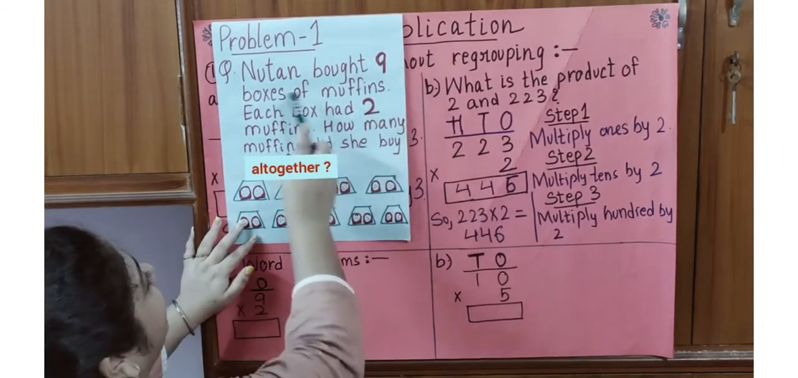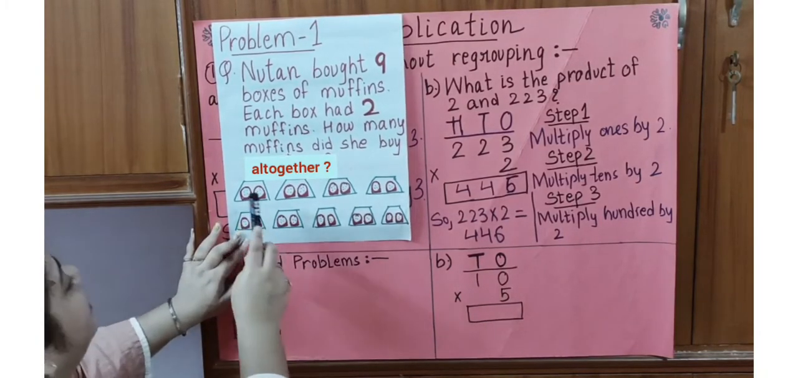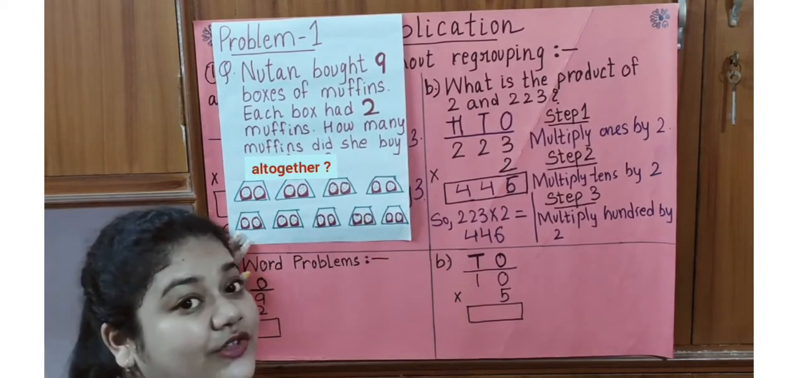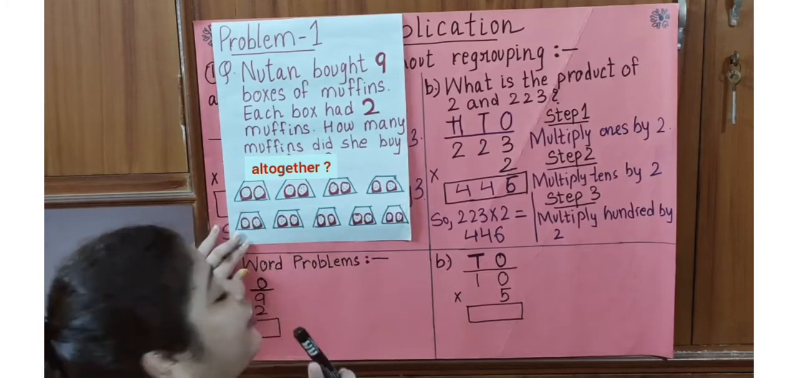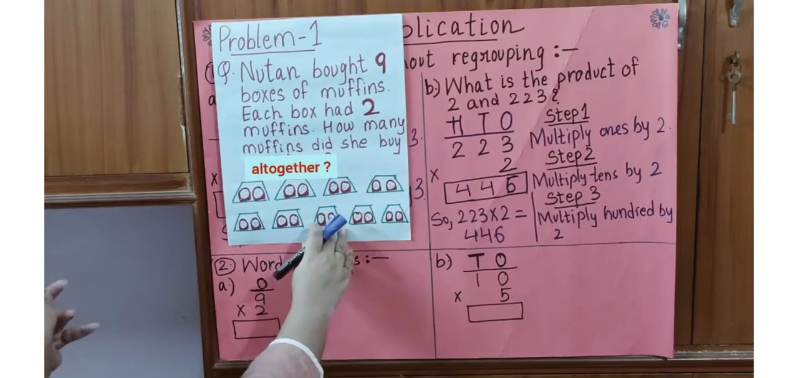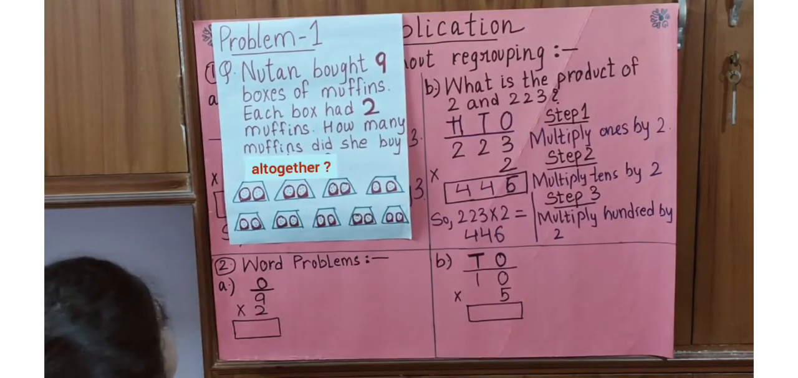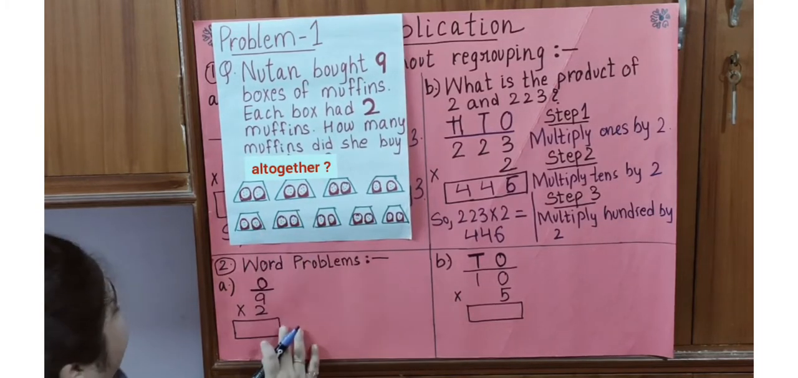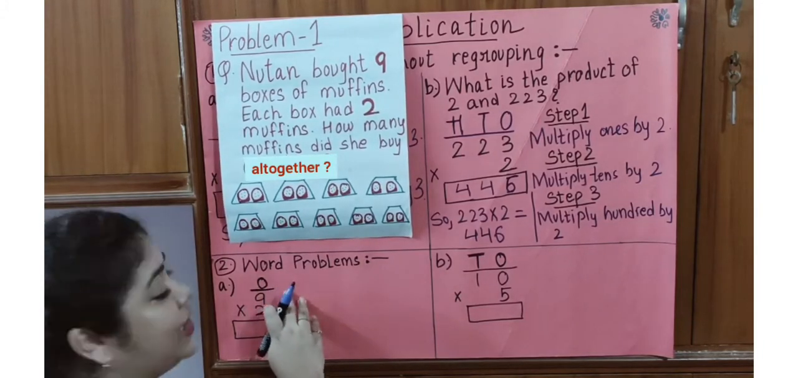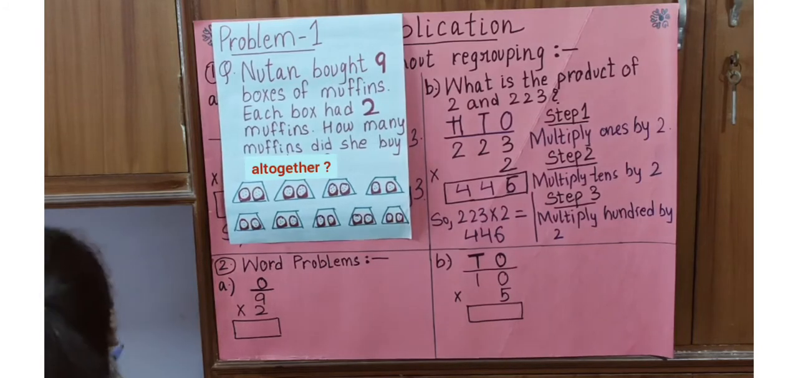So children, 9 boxes of muffins. Let us see how many boxes we have altogether: 1, 2, 3, 4, 5, 6, 7, 8, 9. So there are 9 groups, right? 9 groups of 2 muffins. So here we have to multiply 9 into 2. Here we can see that there is only the ones place, so these 9 ones are going to be multiplied by 2. Right, children?